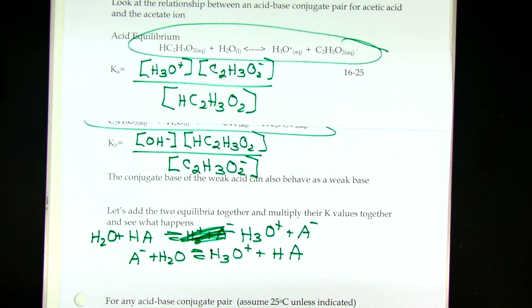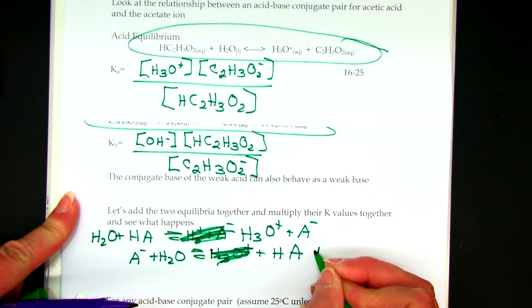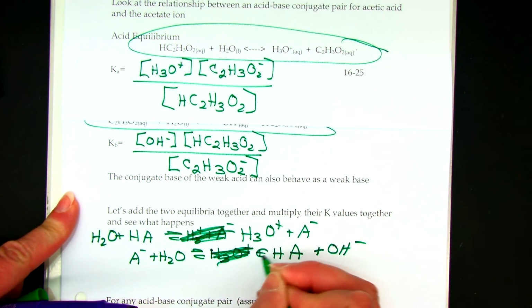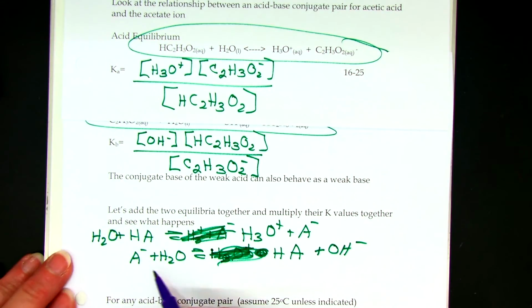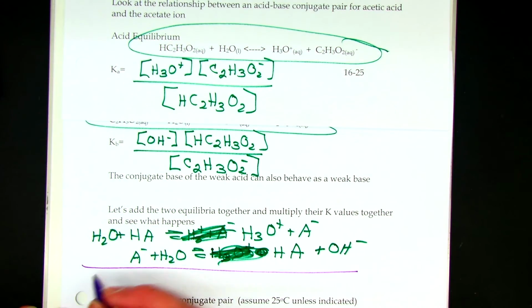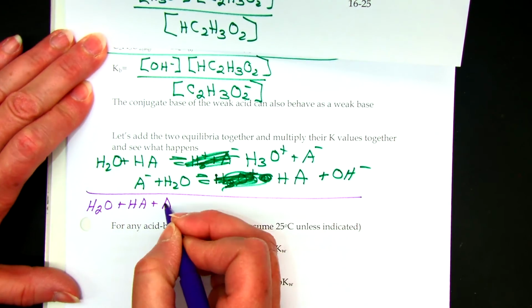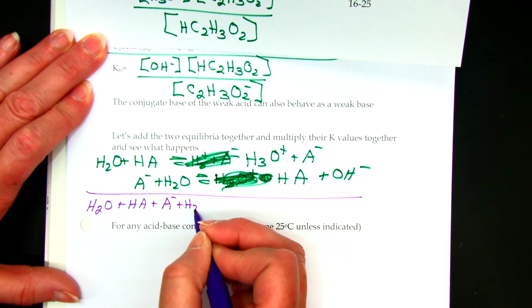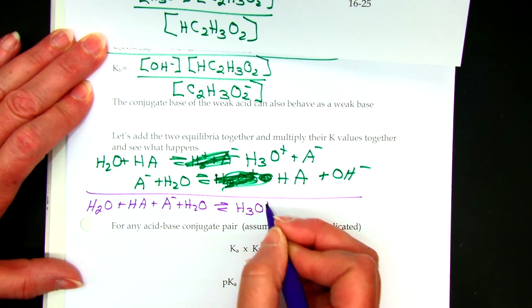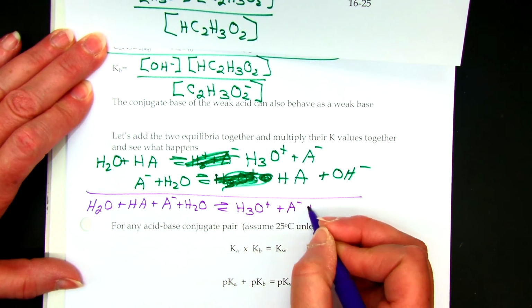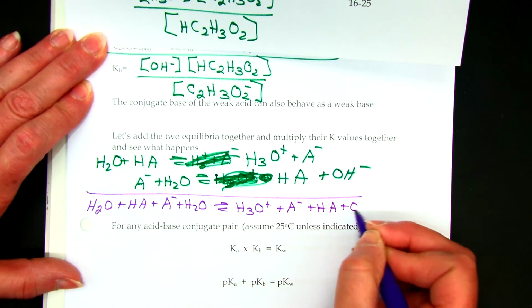this is not right. Hydroxide. See what happens when I go off script? Okay, so now when I add these together, I get water plus HA plus A minus plus water is in equilibrium with H3O plus, A minus, plus HA plus OH minus.